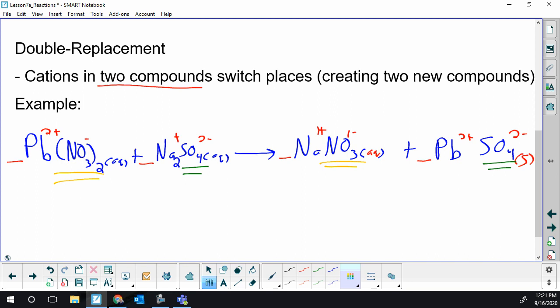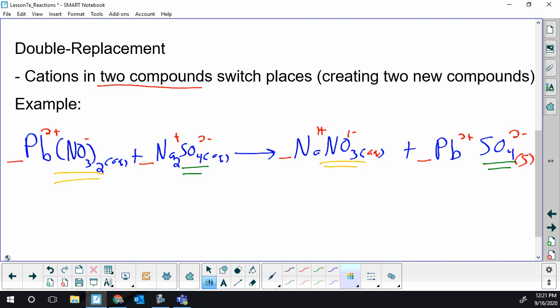So how many nitrates are over here? 2. Okay, we've got this subscript. Right now we treat this as a 1. We've got 1 lead nitrate and there's 2 nitrates in each. Over here we have just the 1 nitrate. There's no brackets or subscript.